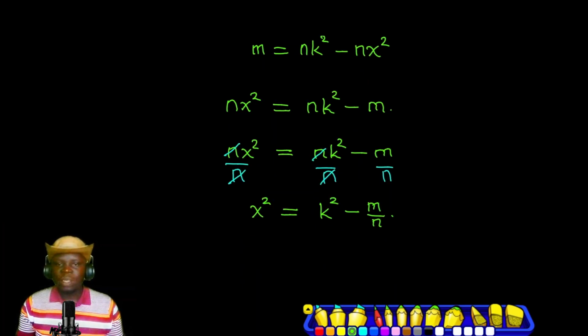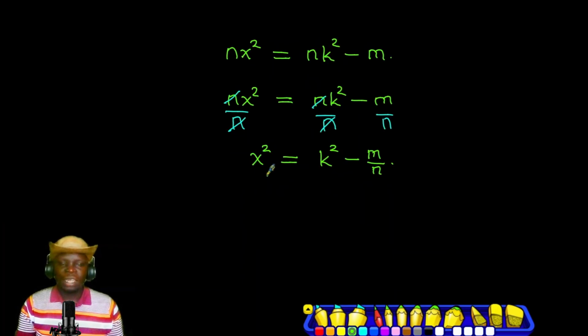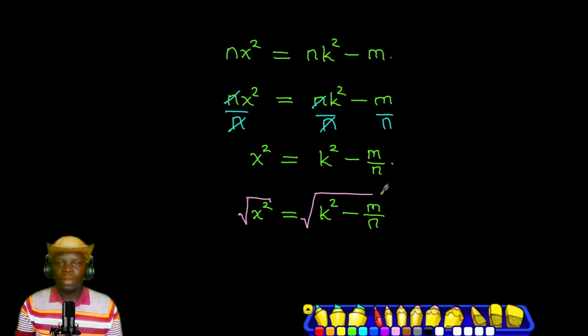Now our major aim is to get only x, not x squared. Therefore, we have here a square root of x squared, and also here a square root of these two terms.